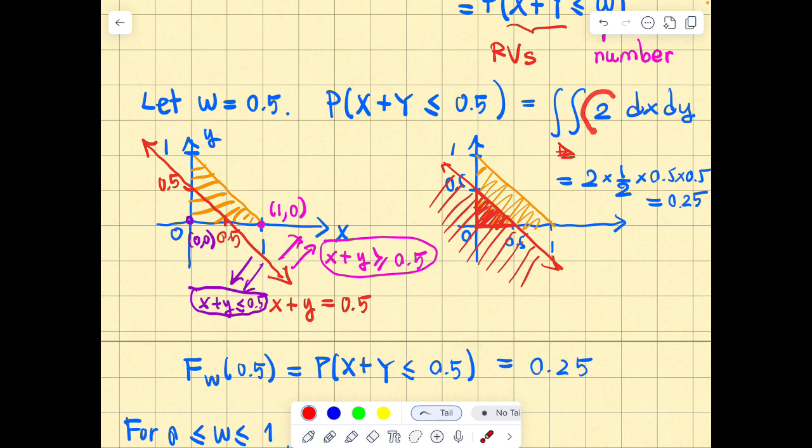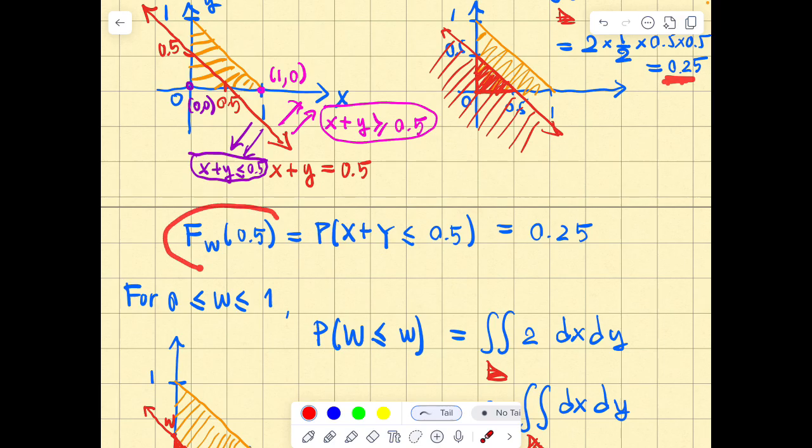Okay, so the PDF is a constant equal to 2. We can take it out from this integral. That means all you need to do is find the area of this red triangle. The area is 1/2 multiplied with the base. The base is 0.5 multiplied with the height. The height is 0.5. You multiply this out, the probability is equal to 0.25. Okay, so we get one number. We know that the CDF at 0.5 is equal to 0.25.